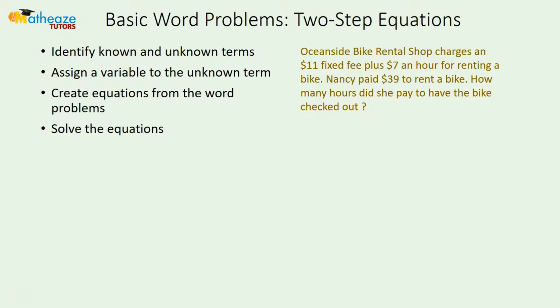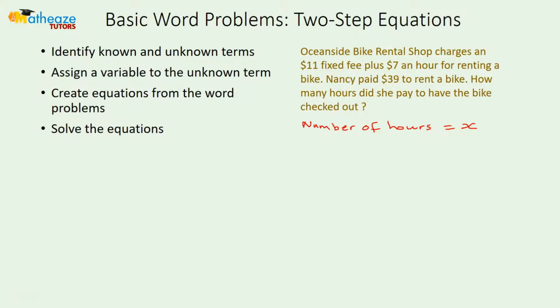Final example here: Oceanside Bike Rental Shop charges an $11 fixed fee plus $7 an hour for renting a bike. Nancy paid $39 to rent a bike. How many hours did she pay to have the bike checked out? So we want to find the number of hours she had the bike. Let's give that the variable x.